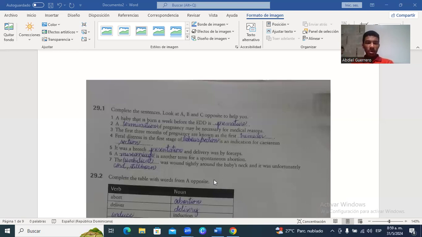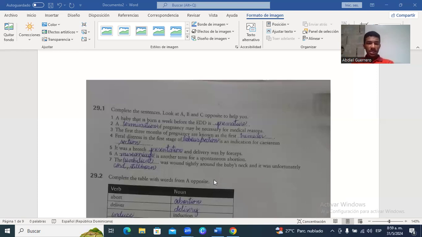A baby that is born a week before the due date is premature. A termination of pregnancy may be necessary for medical reasons. The first 3 months of pregnancy are known as the first trimester. Fetal distress in the first stage of labor is an indication of cesarean section. It was a breech presentation and delivery was by forceps.